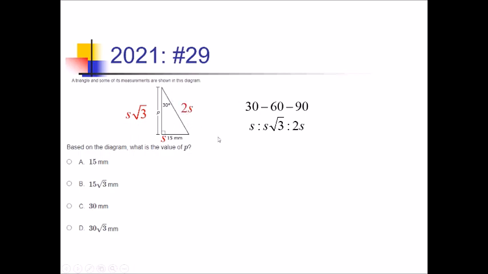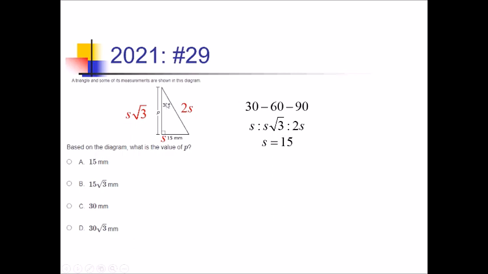And in order to figure out any of these sides, you need to figure out the side that they actually gave you a number for and set that equal to whatever S is there. So I see here that S corresponds with this 15 millimeter side. So that means S is 15.